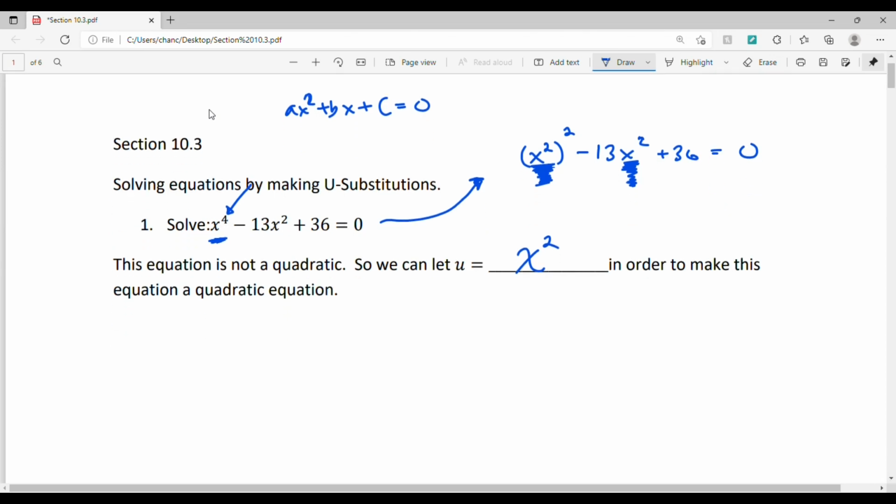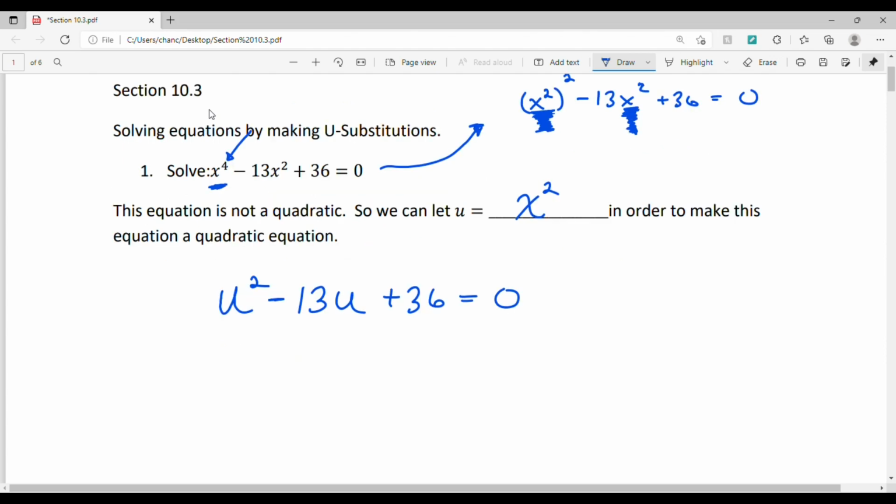So let's do that. If I let x squared be my U, this is going to rewrite the equation as this. We're going to have U squared, because it's x squared being replaced by the letter U. So it's U squared minus 13U plus 36 equals 0. And this x squared again is replaced by the letter U. Since this is a power of 2, I can try to do factoring now. So let's try to factor this.